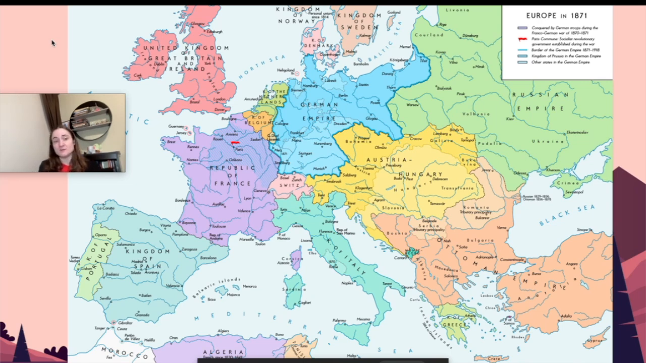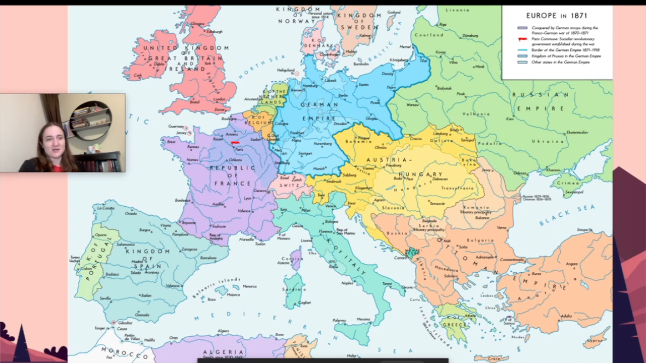So here's a map of Europe in 1871. You can see there's some similarities to today, but also some differences. Like Germany is way bigger. Austria-Hungary is also way bigger. There's this thing called the Ottoman Empire, which we will talk about in a few slides from now. The Ottoman Empire is the really huge, massive empire that I never talk about, and I feel kind of bad about that.